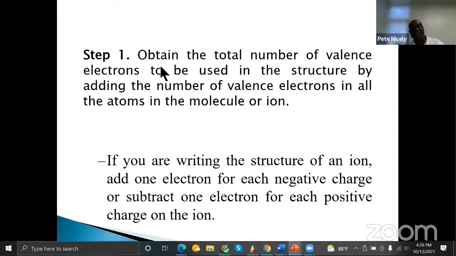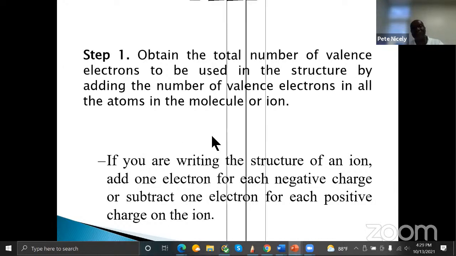So basically what you need to do is, based on the formula, you look up the group numbers for the different elements present and you add up all those numbers to get the total number of valence electrons that will be involved in the structure of the molecule or ion.